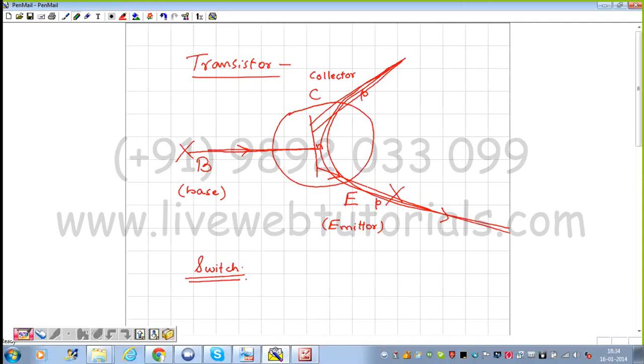In that condition, the transistor will be said to be in the off position. It means it is going to switch off the current. So even if the current tries to flow from here, if base current is not there, then even the emitter current will be blocked. It is not going to be there. Now we are going to see this with the help of a couple of examples.